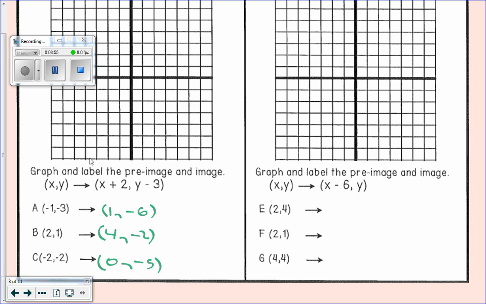So the rule is x minus 6 and y. Just fill in the points. Good. F prime is negative 4, 1. Good. E prime is negative 4, 4. And G prime is negative 2, 4. Good. One big clap. 1, 2, 3. Questions on this one?